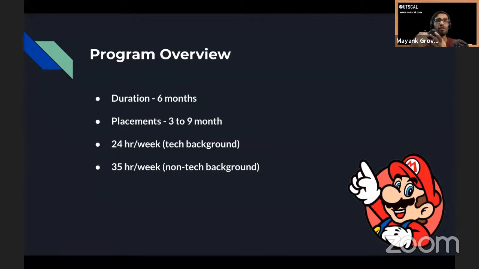Okay. If you're from a non-technical background, that means you need to learn your very first programming language. All that is totally okay, because at the end of the day, that's our role. Our job at Outscal is to teach you those things. We will, but we would need more time from you on a weekly basis. So for somebody who's coming from a non-technical background, expect that you will be spending about 35 hours a week.